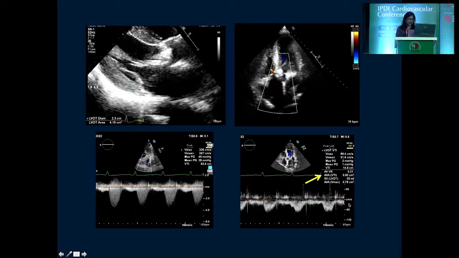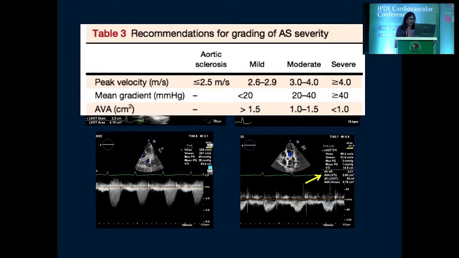So this is the way we measure the LVOT, then we measure the aortic valve VTI and the LVOT VTI, and look at the aortic valve area. It's 0.91 square centimeter, which falls in the severe group. And if you look at the AAC recommendation, less than 1 is considered to be severe.